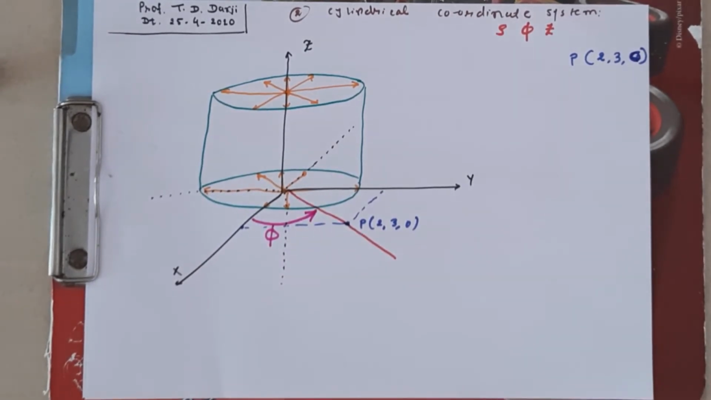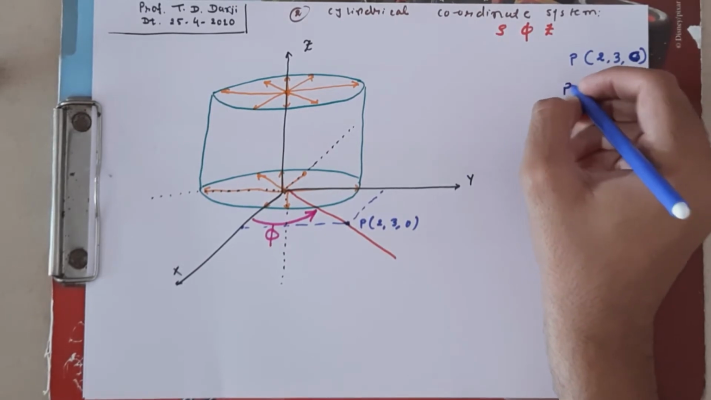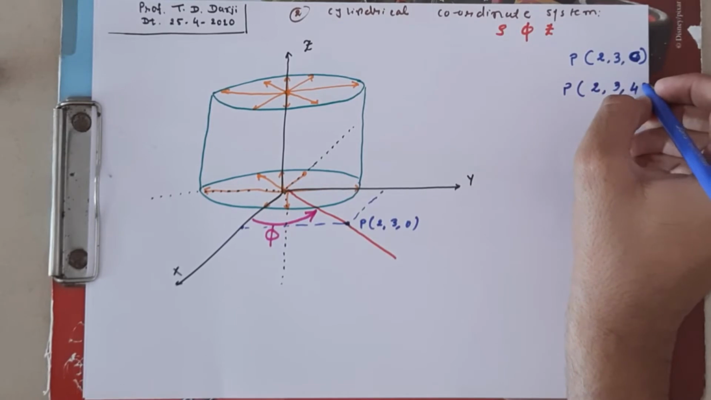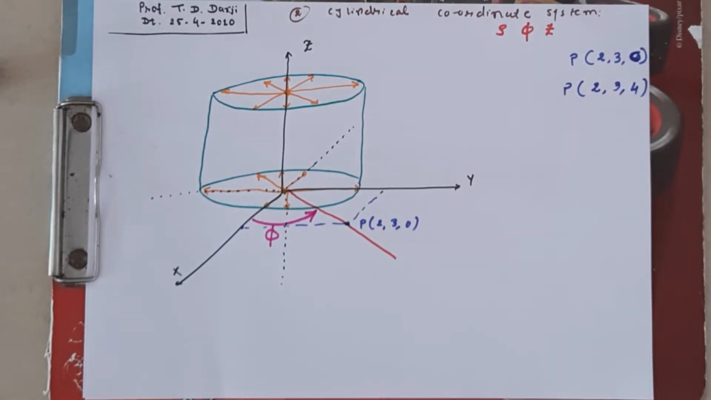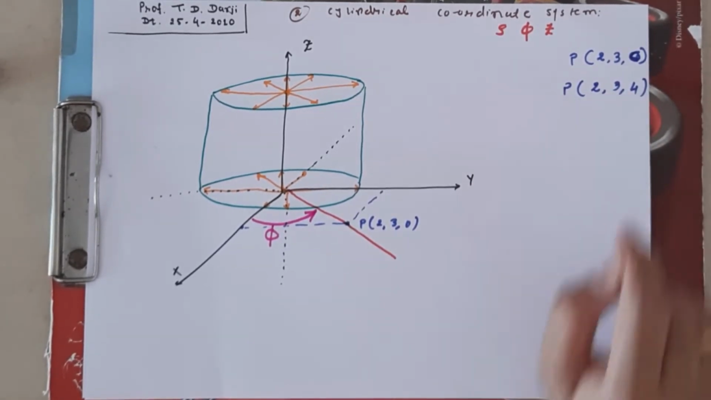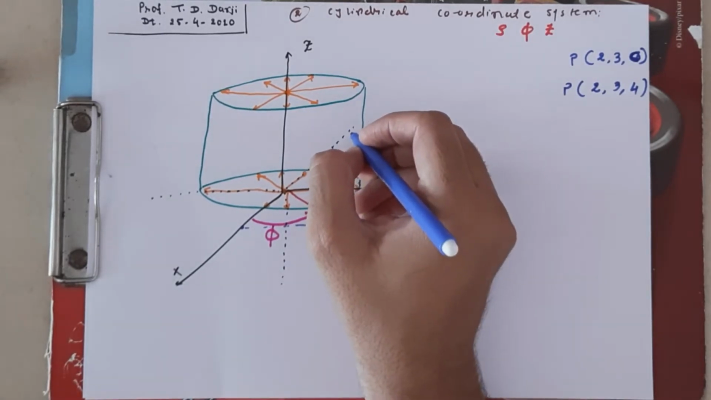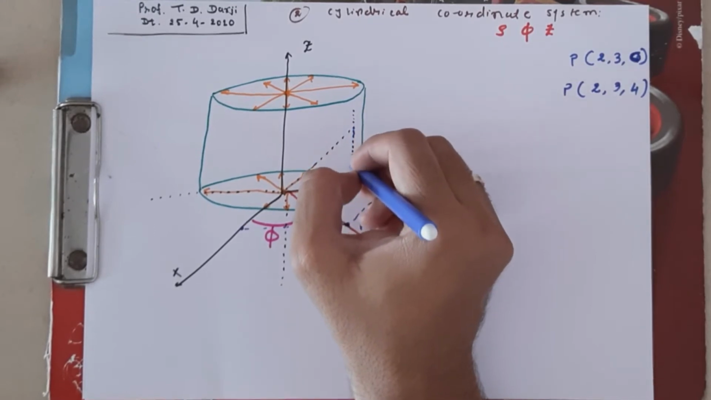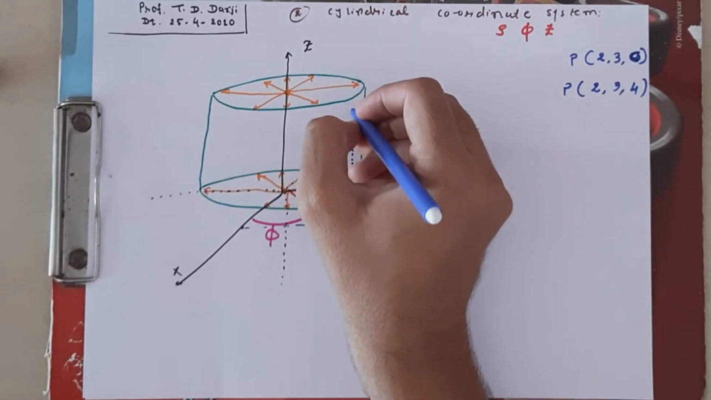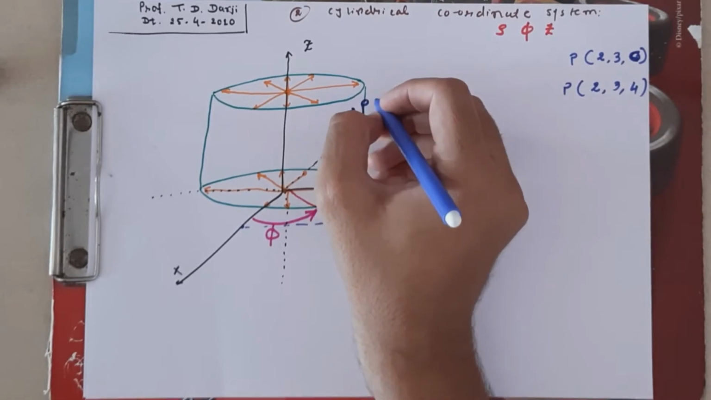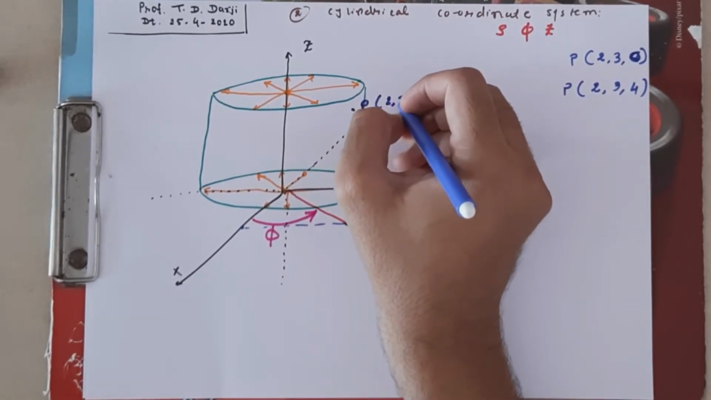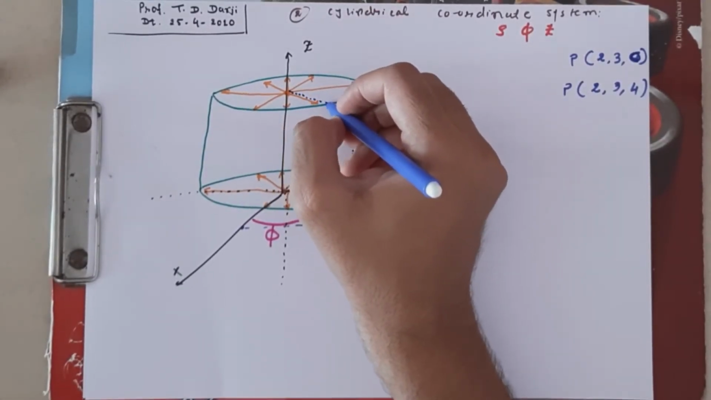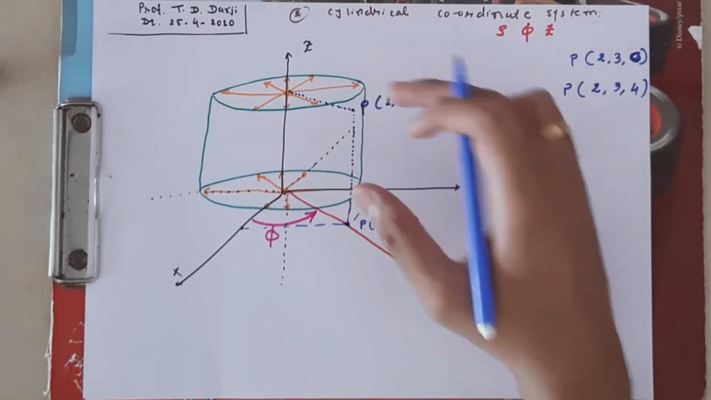Now what I have to do is take another point in the Cartesian coordinate system, for example 2, 3, 4. So x equals 2, y equals 3, and z equals 4. The point is present here, and this one is 4. We have to assume the height of the cylinder is also 4.